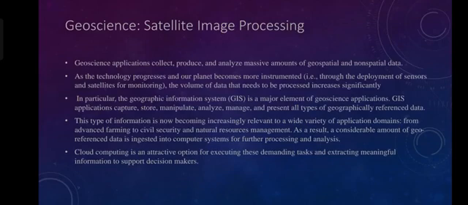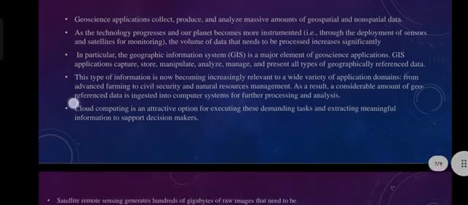Next is geoscience: satellite image processing. Geoscience applications collect, produce and analyze massive amounts of geospatial and non-spatial data. As the technology progresses and our planet becomes more instrumented, that is, through deployment of sensors and satellites for monitoring, the volume of data that needs to be processed increases significantly. In particular, the geographic information system is a major element of geoscience applications. GIS applications capture, store, manipulate, analyze, manage and present all types of geographically referenced data.